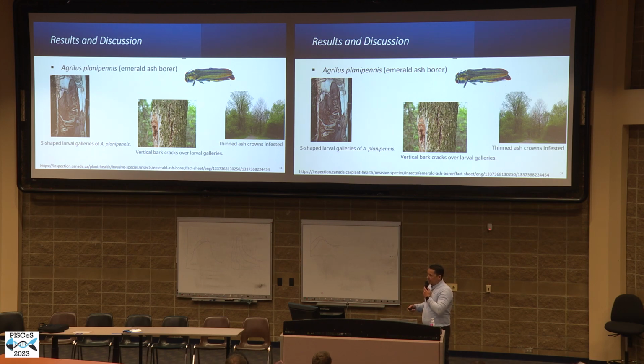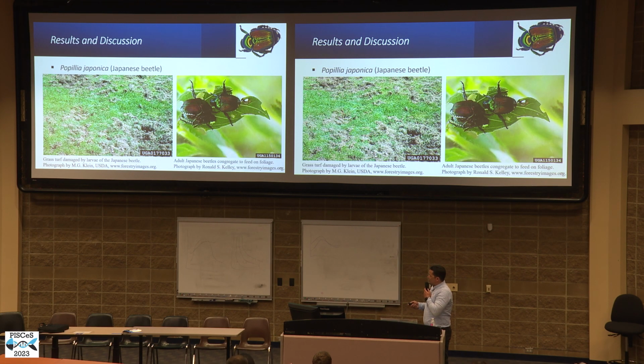In the image you can see the kind of galleries that the larva can make and the cracks that it produces. It is responsible for tree mortality, and since the introduction of the species in North America it has been responsible for the mortality of millions of ash trees. So it has a significant impact of reduction of biodiversity and on the economy.